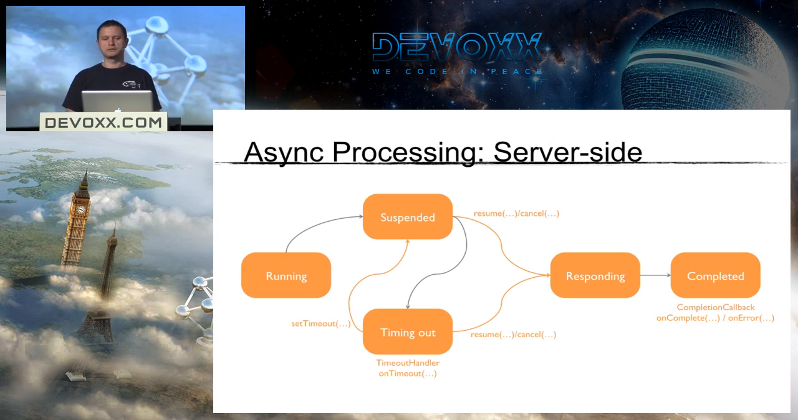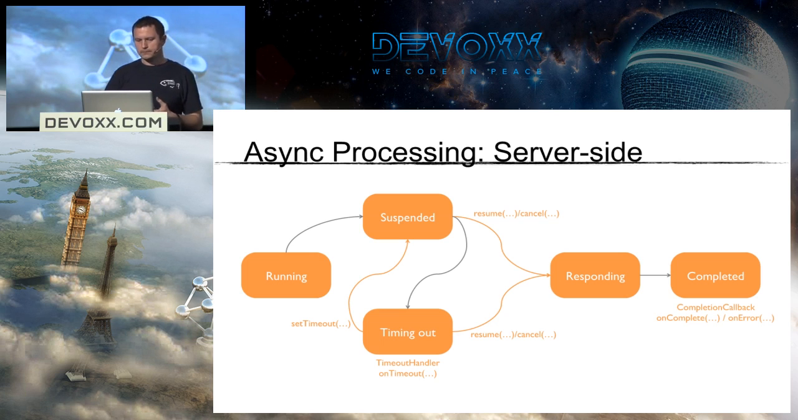So I said that the async response has to go through some states, and so it's visible. Basically you start with a connection in a running state, and it's suspended, and it can either be resumed, in which case it will go through the responding and completed phases. Or it can time out, in which case you can register a timeout handler that will let you deal with the timeout event, and you can either resuspend the connection again, so move it back to the suspended state. You can resume or cancel the connection and basically move it to the responding and completed state.